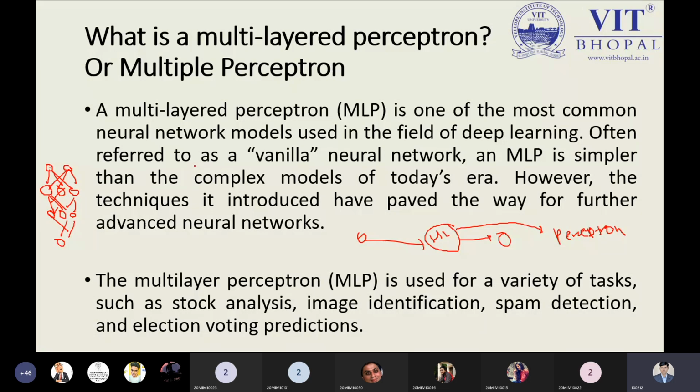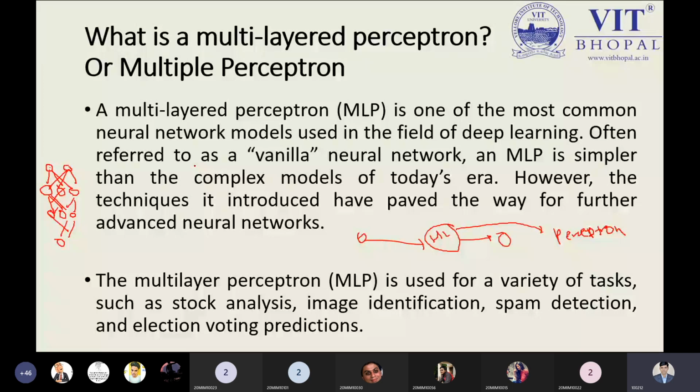Multi-layer perceptron, or multiple perceptron, is one of the most common neural network models used in the field of deep learning. I have spoken about this many times. It is often referred to as a vanilla neural network. It is only a naming convention, just like Rajkumar and Raju. An MLP, that is multi-layer perceptron, is simpler than the complex models of today's era. However, the techniques introduced have paved the way for further advanced neural networks.